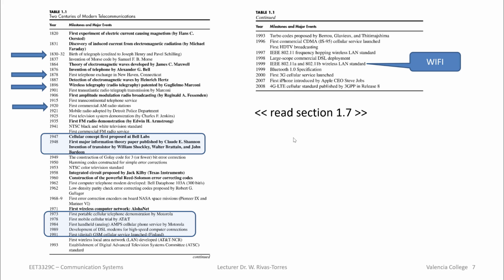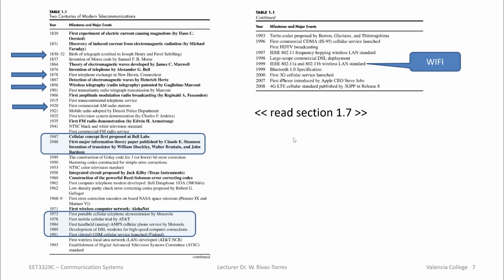Mr. Claude E. Shannon, one of my favorite persons in this whole field, wrote the first major information theory paper. And we're actually going to talk about Shannon's law a little bit later. A few more things. First portable cellular phone, 1973 by Motorola. We had DSL modems right at the birth of the internet around 1989. Well, I shouldn't say the birth of the internet. The internet was already there. This is what began to really popularize it, I should say.